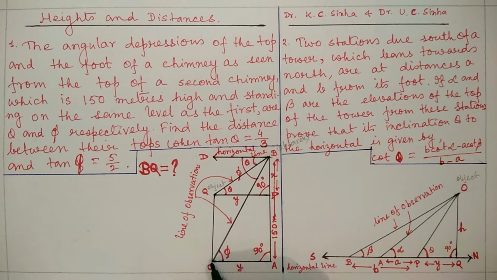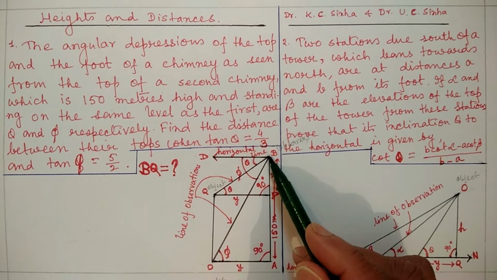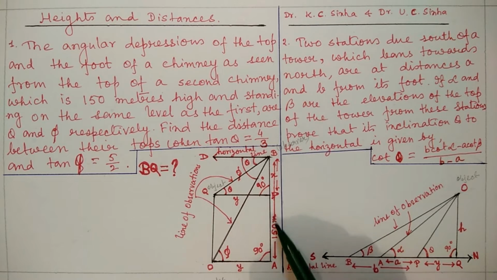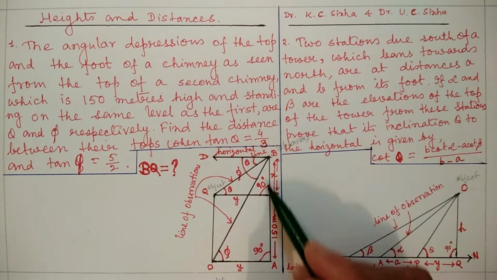Two chimneys are there. One in the diagram is OQ. As a measurement, we have to consider that these are not the correct measurements. OQ is the first chimney and AB is the second chimney. B is the top of the second chimney. Q is the top of the first chimney. Both are on the same horizontal level. O is the foot of the first chimney and A is the foot of the second chimney. The second chimney is 150 meters high, so AB is 150 meters.